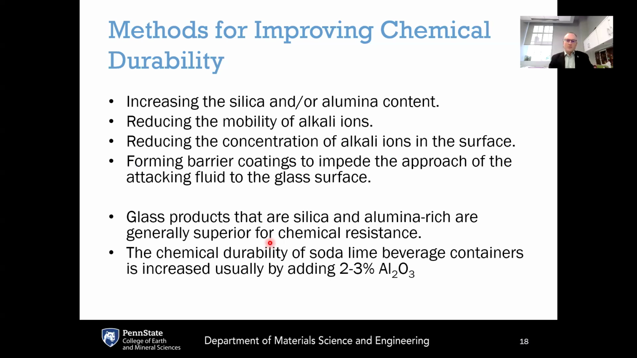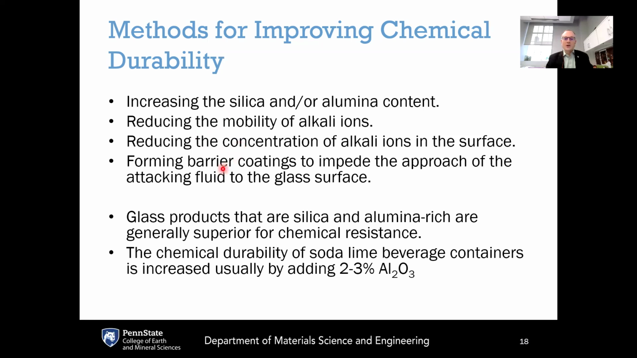Now that we know how to measure the corrosion resistance of glass, what are some methods for improving the chemical durability of glass? One way is to increase the concentration of silica in the glass or increase the concentration of alumina, because those species have more bonds and stronger bonds. Increasing silica is especially effective at improving the corrosion resistance of glass. We can also try to design the glass compositions to reduce the mobility of alkali ions and also reduce the concentration of alkali ions at the surface.